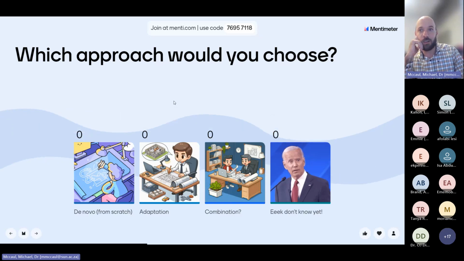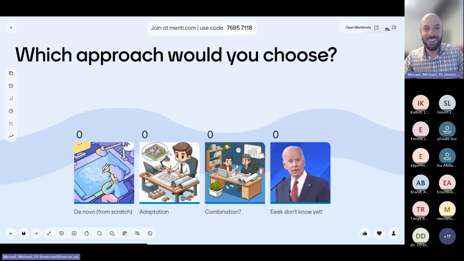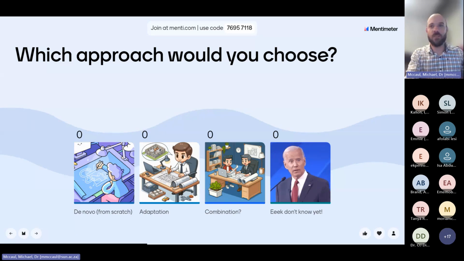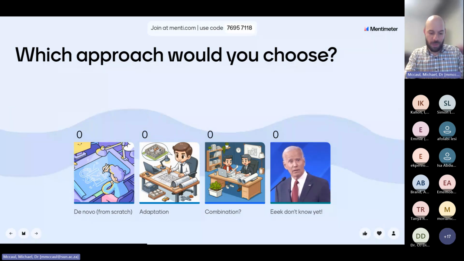And interestingly enough, I asked AI to help me create some of these images. And when I asked it to create an image around being confused or "eek, I don't know yet," it gave me Joe Biden. So that's not my fault, it's AI's fault. So don't rap me over the knuckles for that one.